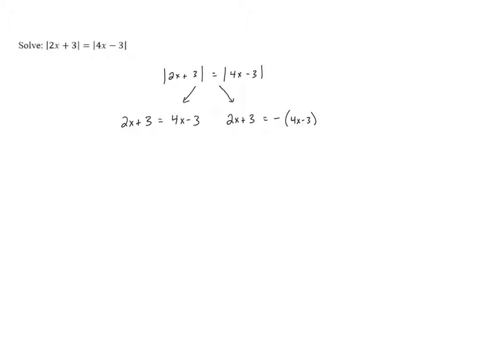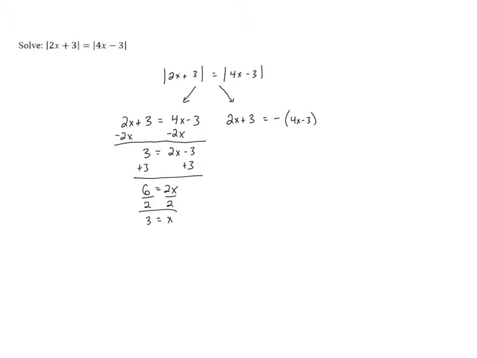Now, I've gone on in talking about what we do, but now we need to actually go through and solve these equations for x. In the first one, we have variables on both sides. We can eliminate one of them by subtracting 2x from both sides of the equation. This gives us 3 equals 2x minus 3. If we add 3 to both sides, that gets the 2x term by itself. So 6 equals 2x. And then to get x alone, we need to divide by 2, which gives us 3 equals x.